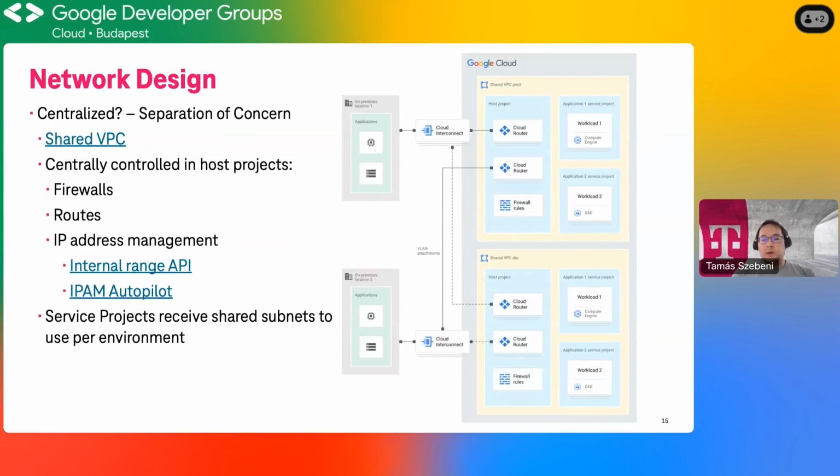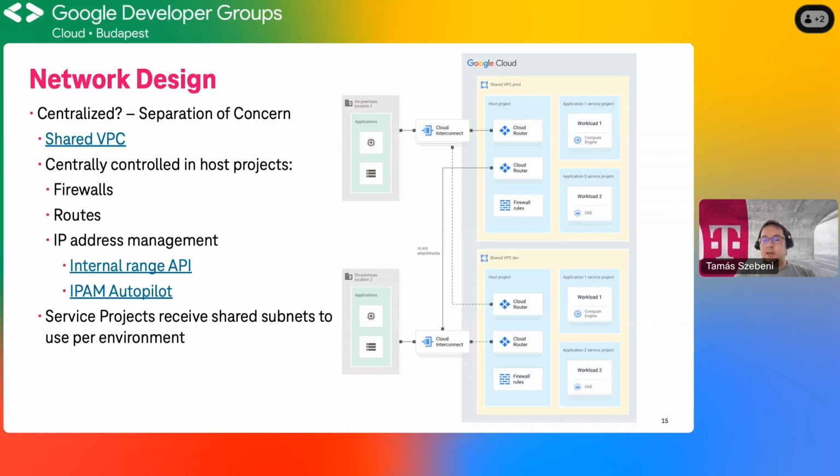The other option is, should it be centralized? There is a separation of concern. For example, there are different teams within the organization: a security team, a network team, and workloads. Workloads don't want to bother with network setup in the way that the network team requires. Also, a security team should ensure the security part of it without conflicting with the other teams. So shared VPC comes as a solution for that case.